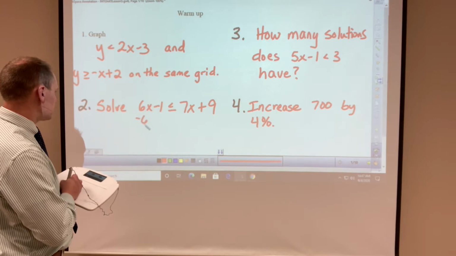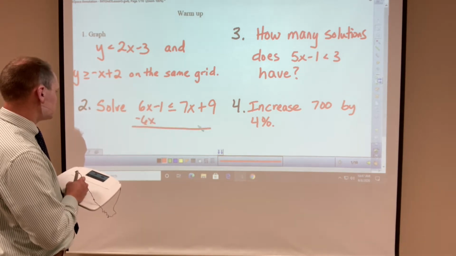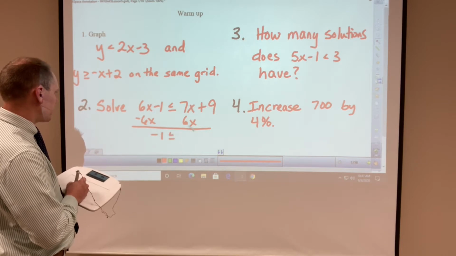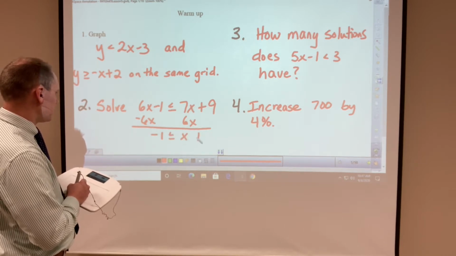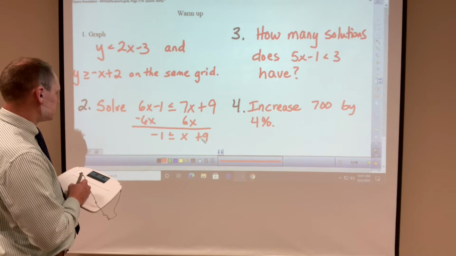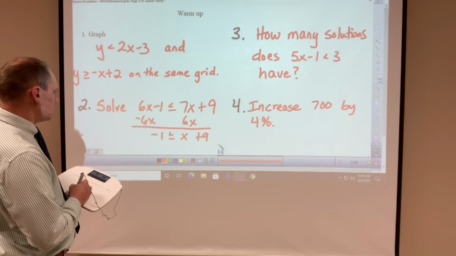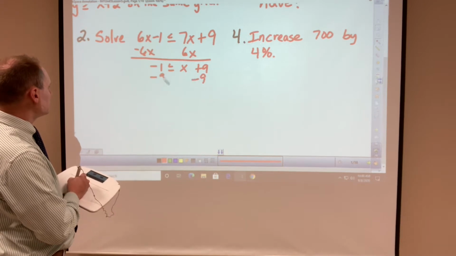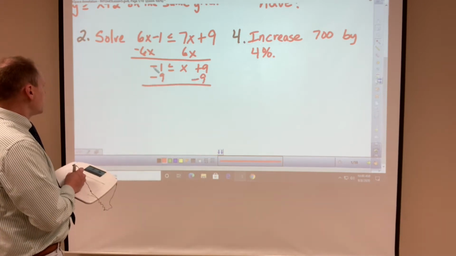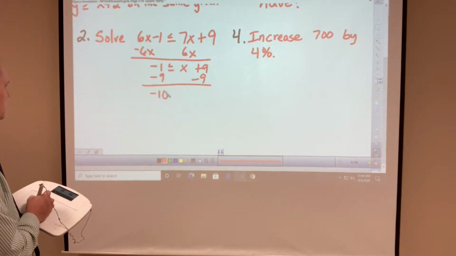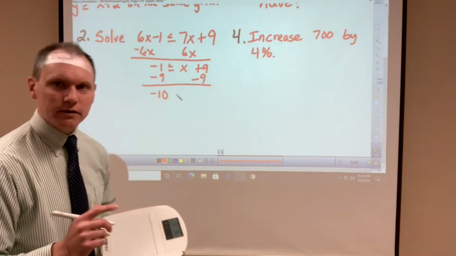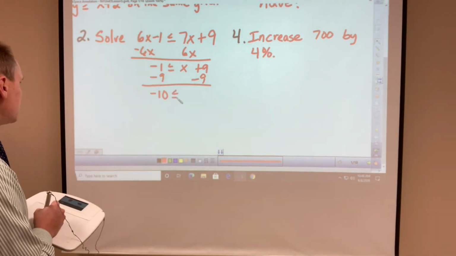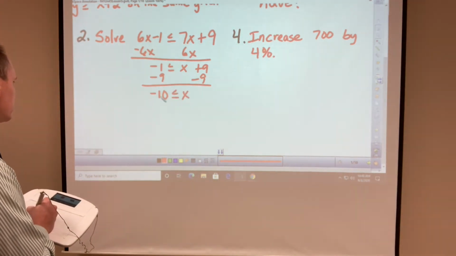So I'm going to subtract 6x on both sides. So it's going to give us negative 1 is less than or equal to 7x minus 6x, which is just x, plus 9. And then to get x by itself, we're going to subtract 9 on both sides. So we're going to get negative 1 minus 9, which is negative 10. Notice we didn't multiply or divide by a negative, we subtracted 9, so the sign is going to stay the same. So x is greater than or equal to negative 10.